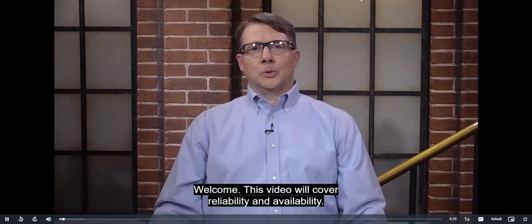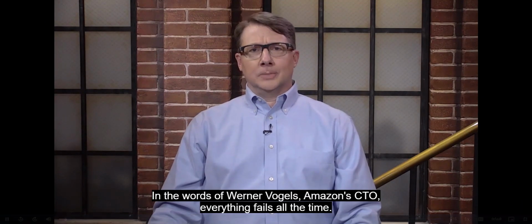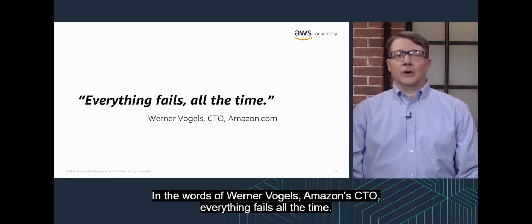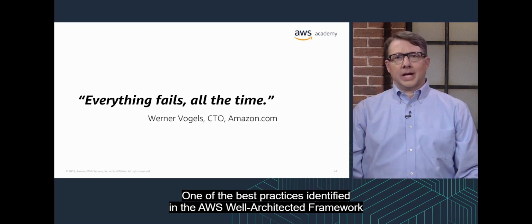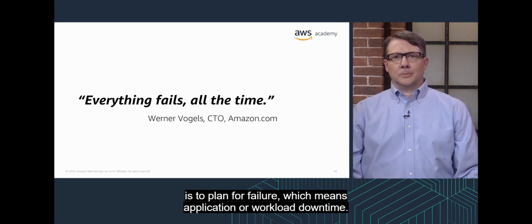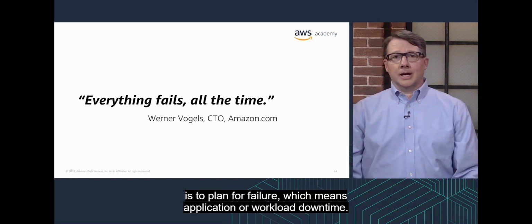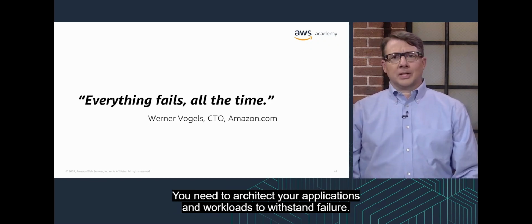Welcome. This video will cover reliability and availability. In the words of Werner Vogels, Amazon CTO, everything fails all the time. One of the best practices identified in the AWS Well-Architected Framework is to plan for failure, which means application or workload downtime. You need to architect your applications and workloads to withstand failure.